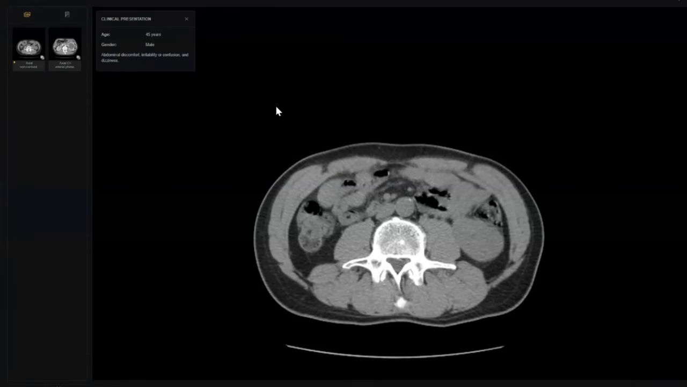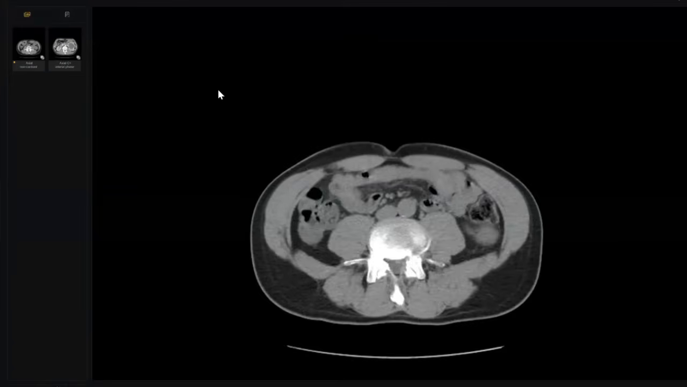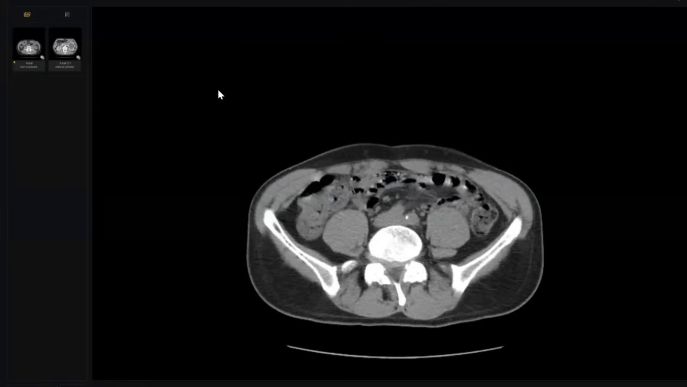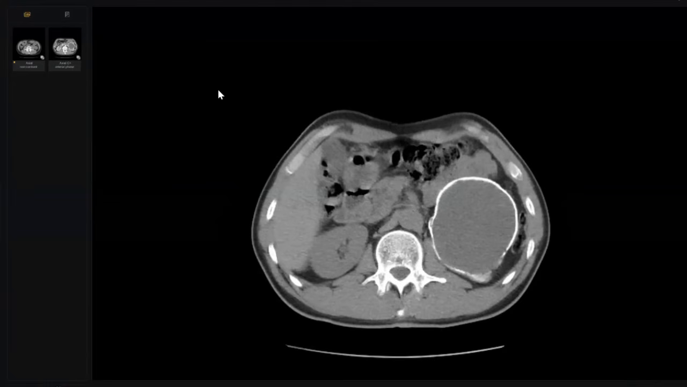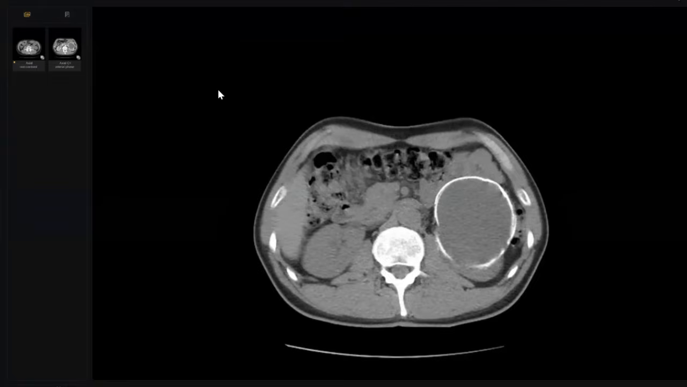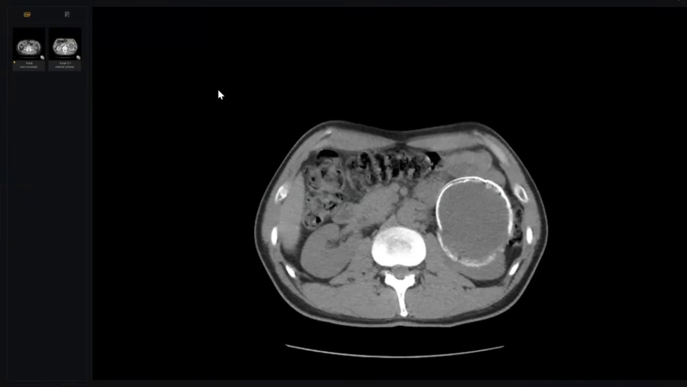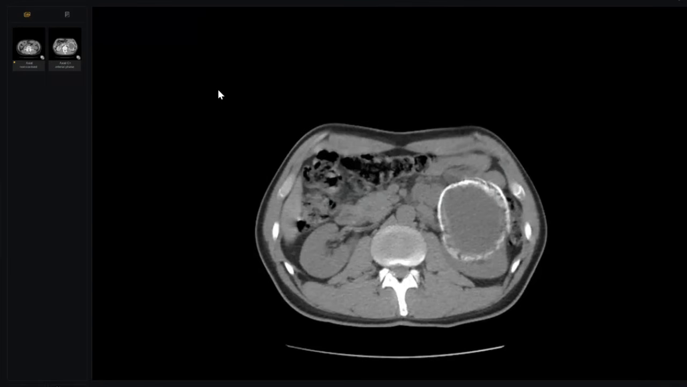A 45-year-old male patient complaining of abdominal discomfort, irritability, confusion, and dizziness. Yes, I can scroll the images. So these are the non-contrast images of this patient who presented with abdominal pain, irritability, and discomfort. I would just quickly go through the entire stack of images before giving my final comments.